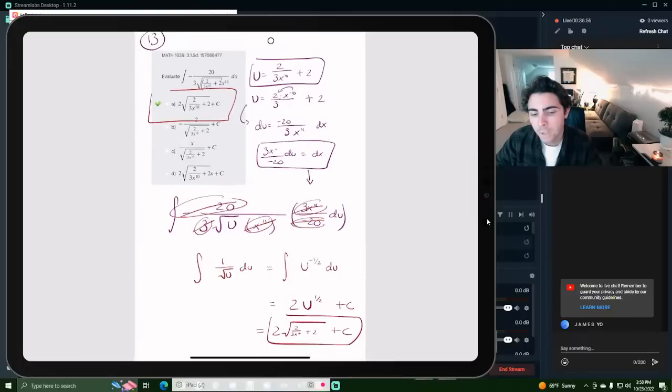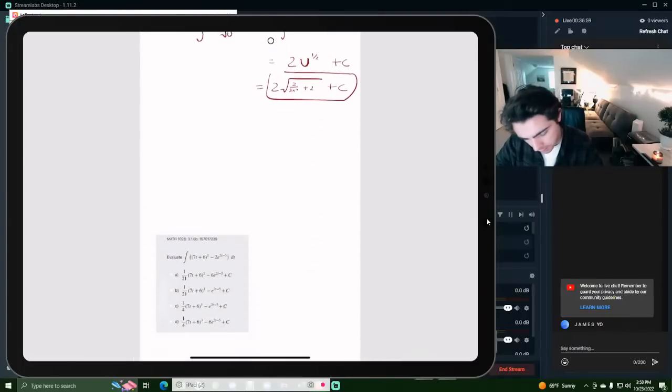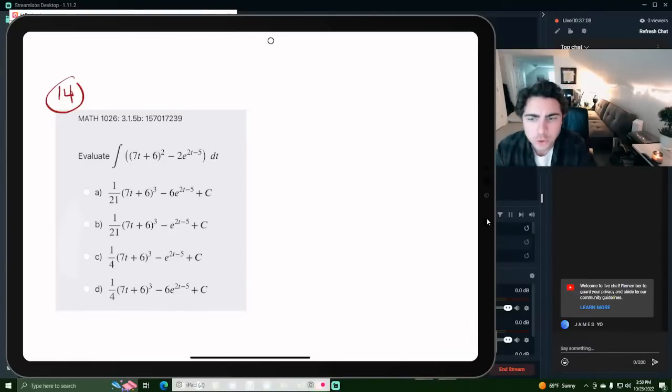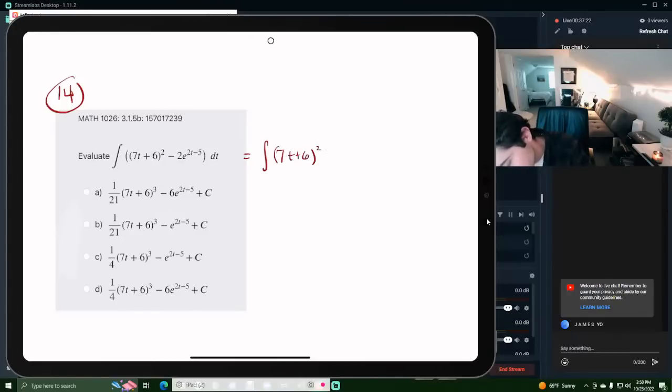All right. That was number 13. Let's go on to number 14. They say evaluate this integral. Looks like we might have a little bit of 2 different u-sub problems. 2 mini u-substitution problems. So what I'll do first is just split this up into the integral of 7t plus 6 squared minus the integral of 2e to the 2t minus 5 dt.